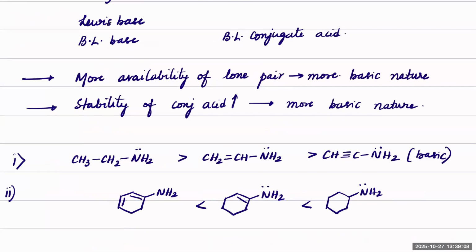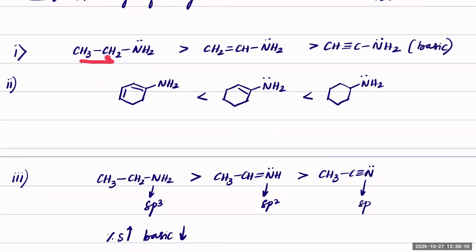So you can see here it is more plus psi effect, then this is slightly withdrawing, and the triple bond is more withdrawing. So this is how the basic character varies. You can see two double bonds are more withdrawing, then one double bond, then no double bond. So this is how the basic character would be. Clear?